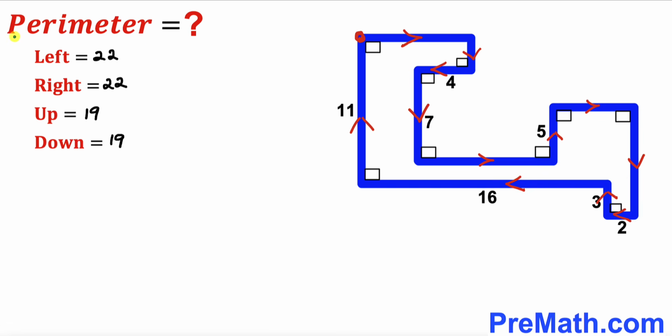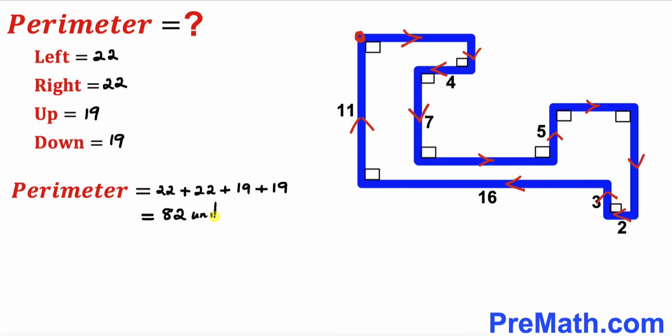And here's our final step. So the perimeter of this given polygon is going to be simply the sum of all these 4 individual lengths. So let's go ahead and add all those individual lengths. Our left side length is 22, plus the rightward direction length is 22 as well, plus upward is 19, and plus finally the downward is 19 as well. And if we add all these numbers, that is going to give us 82 units, the perimeter of this given polygon.